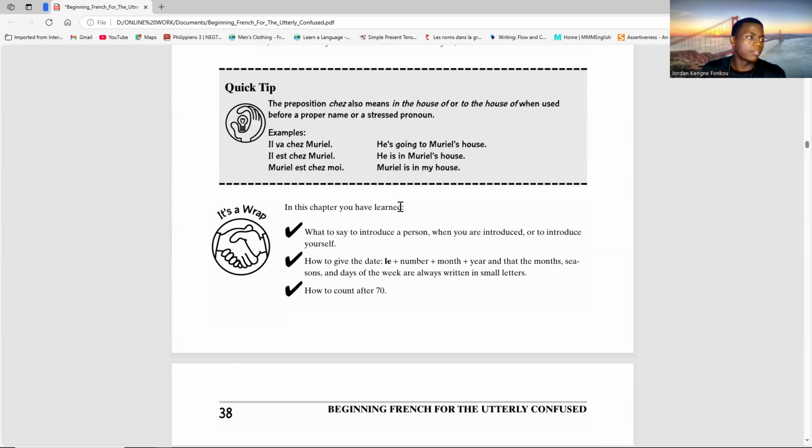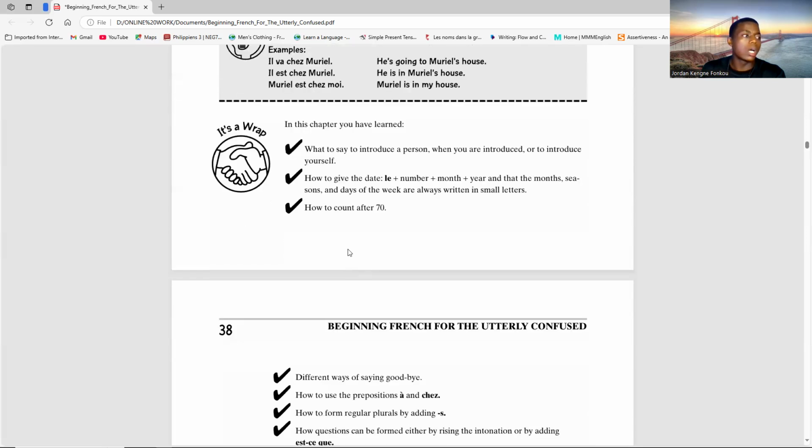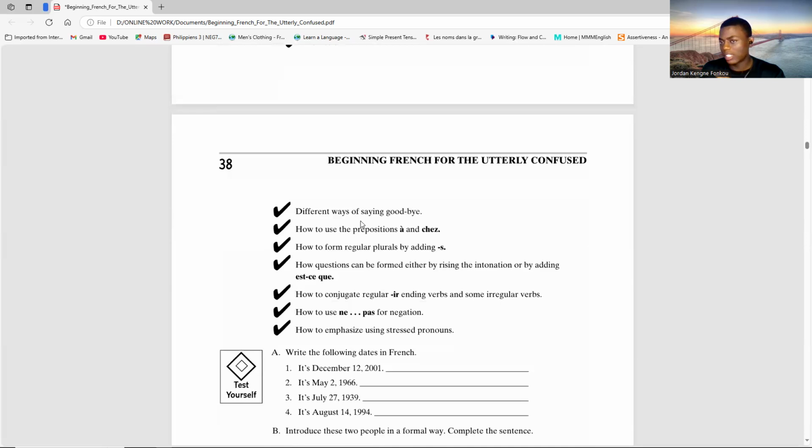So, summary: what have we learned in this chapter? We have learned what to say to introduce a person, when you are introduced or introduce yourself, and how to give the date, le, number plus month. We saw how to count beyond 70, precisely for people that are not in Belgium or Switzerland. For the rest of French-speaking people, that's fine. If you're really interested in how people pronounce the numbers beyond 70 in Belgium and Switzerland, make sure to ask for it in the comment section, and I will do a video for that as well.